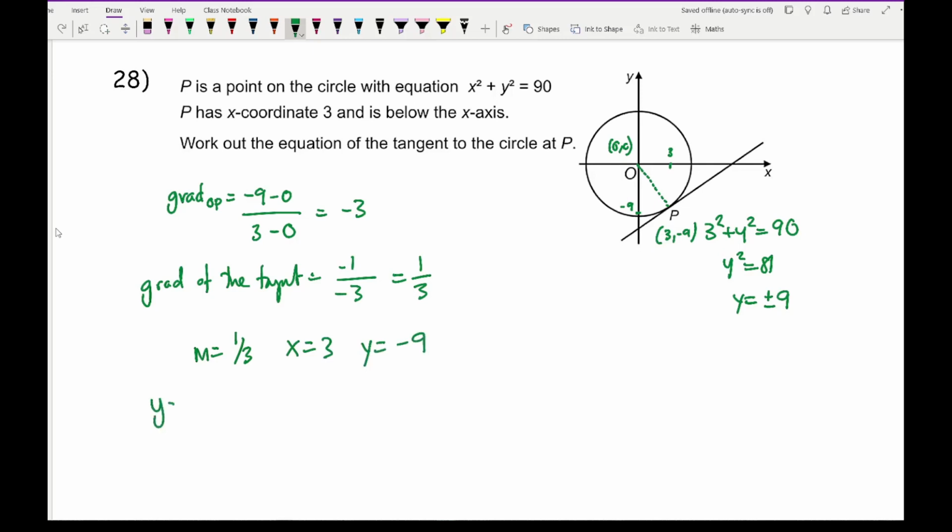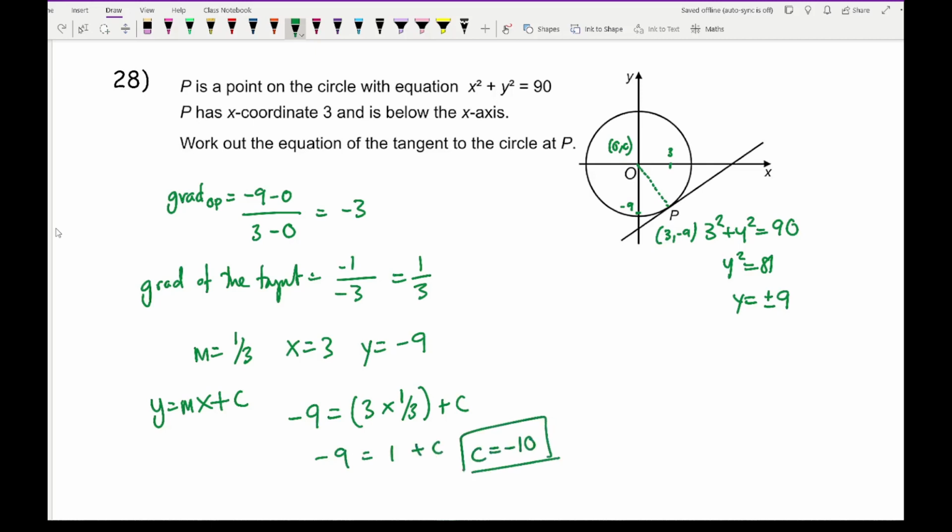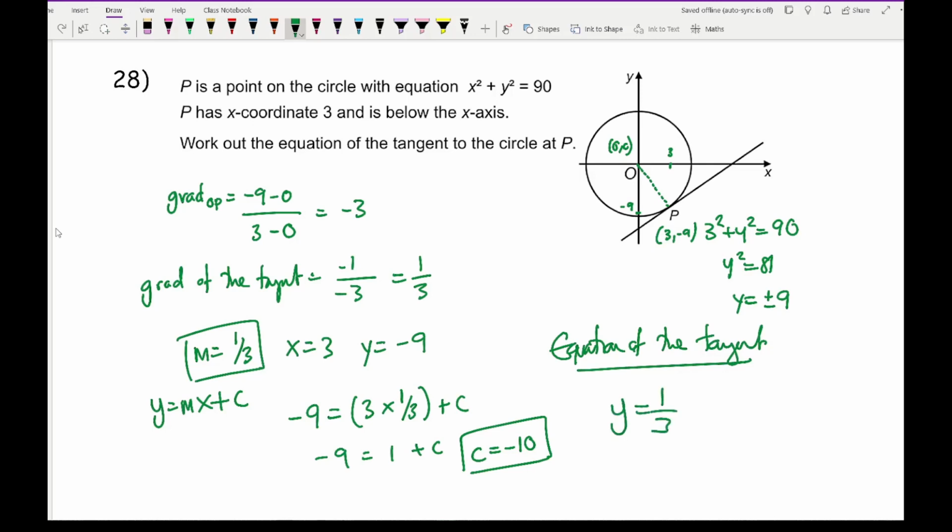So then using y equals mx plus c, I've got that minus 9 equals 3 times a third plus c. And that then gives me minus 9 equals 1 plus c. So c equals minus 10. So then using those 2 bits of information, the equation of the tangent is therefore going to be y equals a third x minus 10. And there is my final answer and the end of this practice paper.